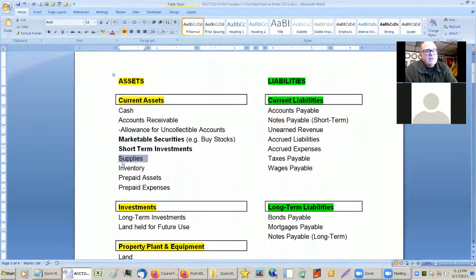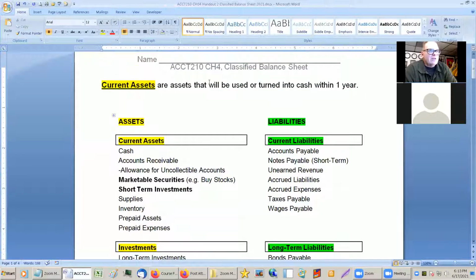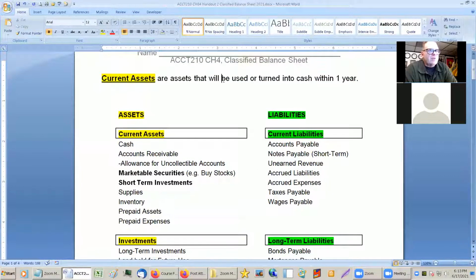Okay, supplies, things to be used up usually in a year. Inventory will usually be sold, prepaid. Those are all current assets. So these are all current, that we turn into cash within 1 year. Going to current liabilities. Current liabilities is similar to current assets, except that instead of being turned into cash, they'll be paid or earned within 1 year.